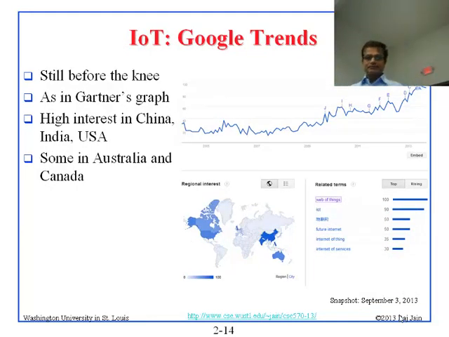Internet of Things. Internet of Things is still before the knee, long way to go, it's still going up, right? So as in the Gartner's graph, high interest in China, India, USA, and here is China. Here is a picture of China. So this is India and there is China, very blue.